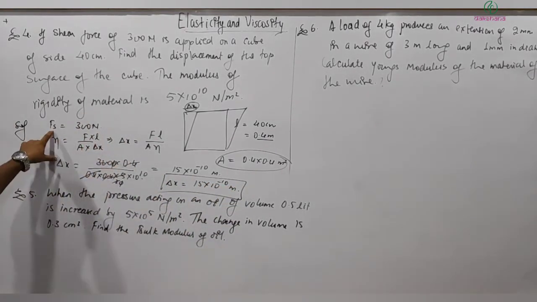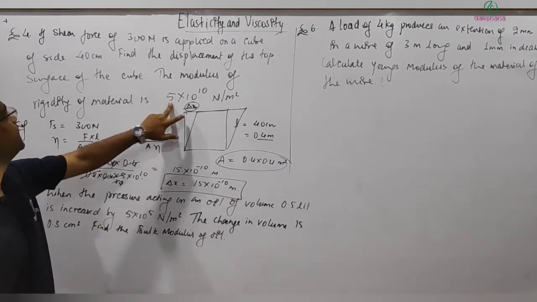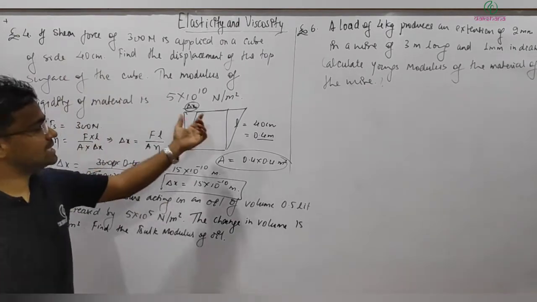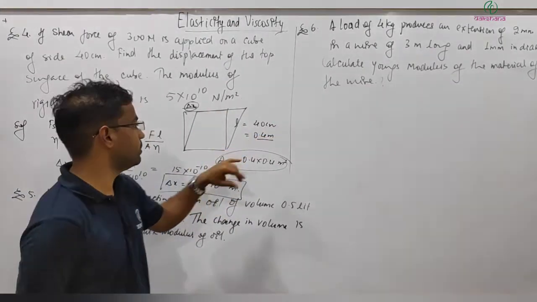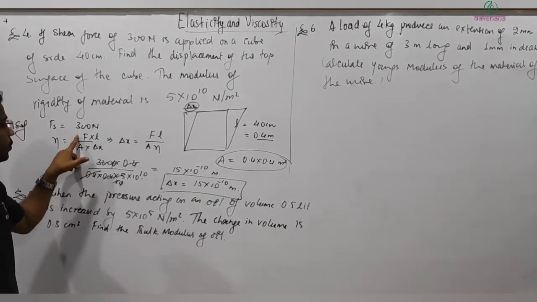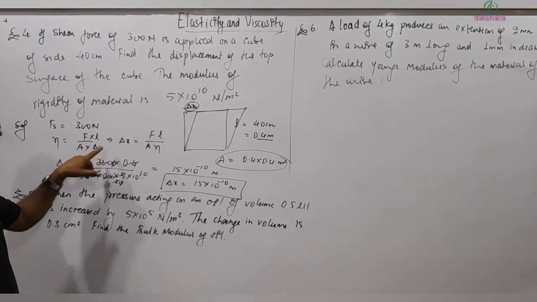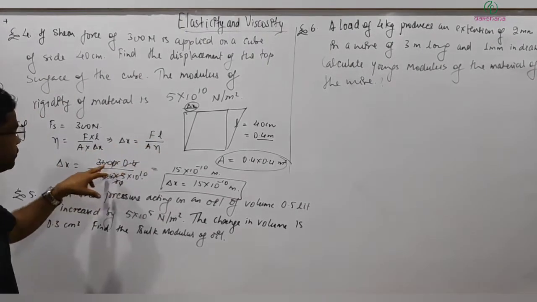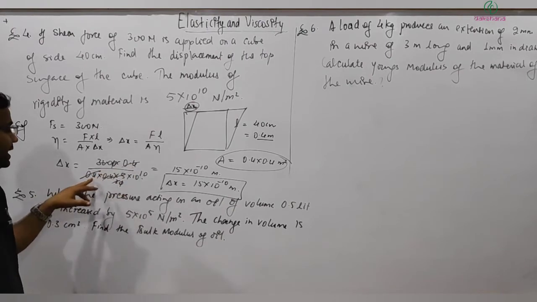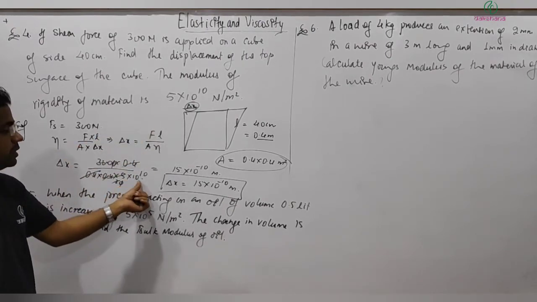Nothing complex here. Shear force is given to you, eta is given, and the side is given, so we get the area also. 40 centimeter means 0.4 meter. Then eta is equal to force into L divided by area multiplied by delta x. Delta x can be rearranged as force L divided by area into eta. Force is 300 Newton, 0.4, area is 0.4 into 0.4, and eta is 5 into 10 to the power 10.